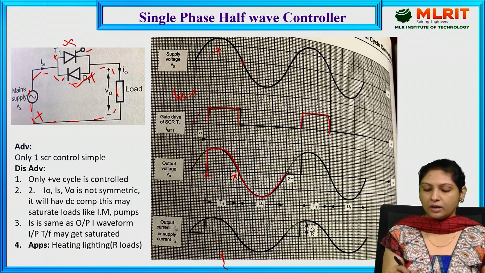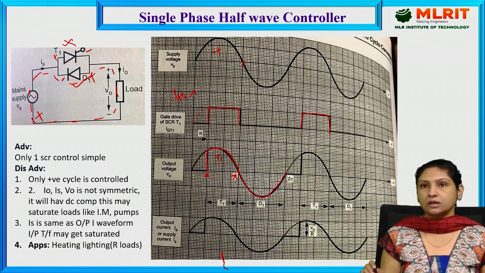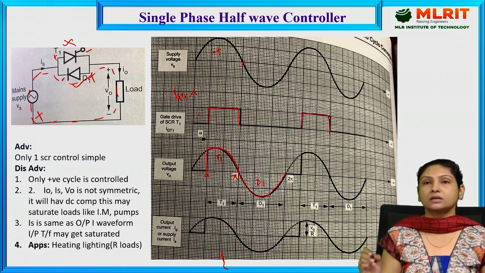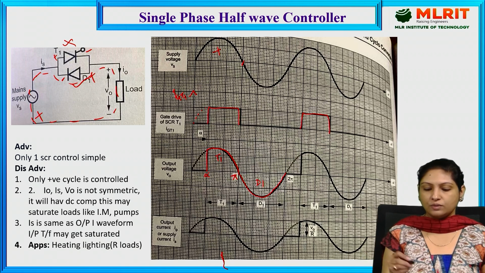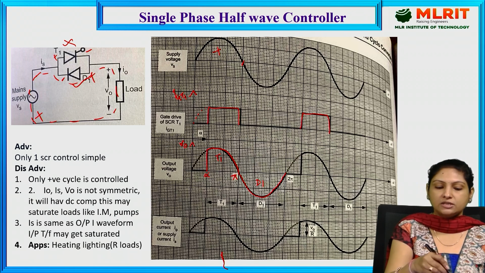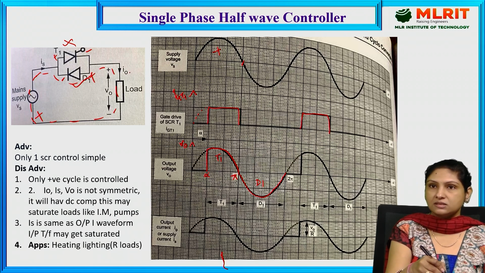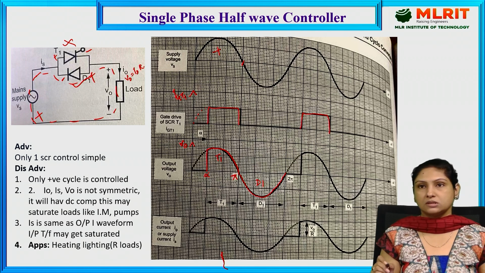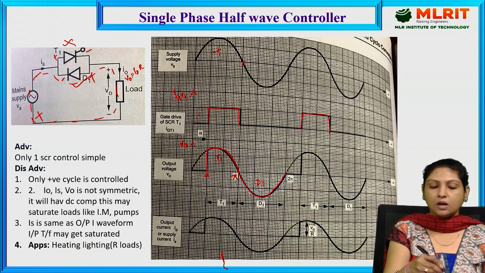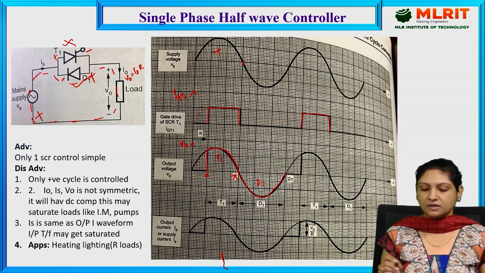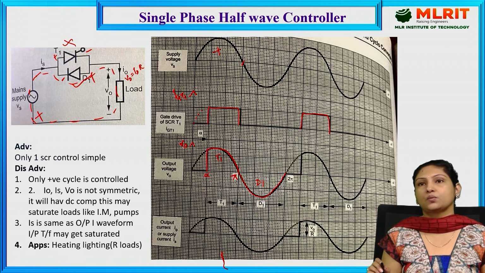From alpha to pi, T1 is conducting current through the load, and during the negative half cycle, D1 is conducting current through the load. That is how we are getting the output voltage. The output voltage is due to the current flowing through the load, and since this is a resistive load, V0 is equal to I0, the current flowing through the load, multiplied by the load resistance. That is how we get the output voltage during the positive half cycle as well as the negative half cycle, and this is the output voltage waveform.